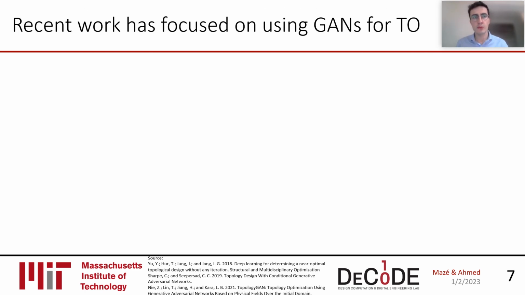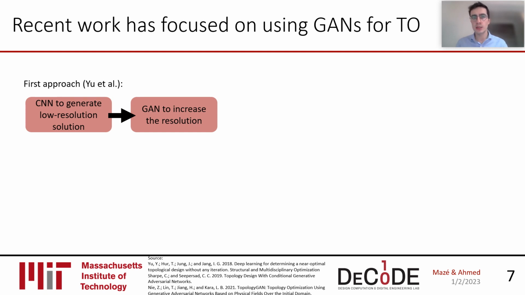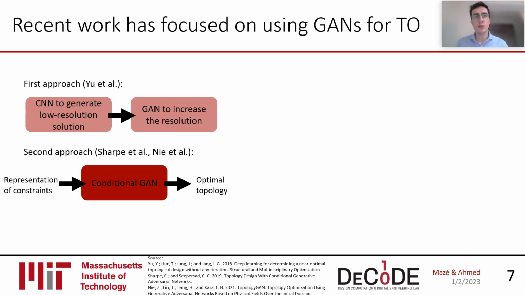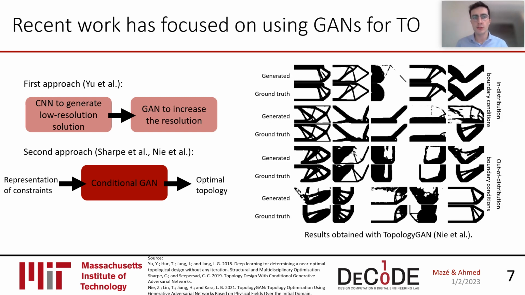Recent work in data-driven topology optimization has focused on GANs. Two approaches have mostly been developed. The first one involves using a CNN to generate a low-resolution solution, and then passing the output through a GAN to increase the resolution. The second approach, which is the most recent state-of-the-art approach, consists in using a conditional GAN to generate the optimal topology when given as input a representation of the constraints. On the right, you can see some results obtained from TopologyGAN, a conditional GAN corresponding to this second approach.